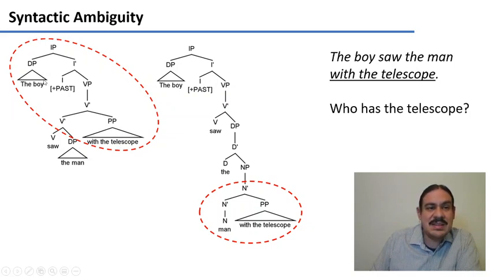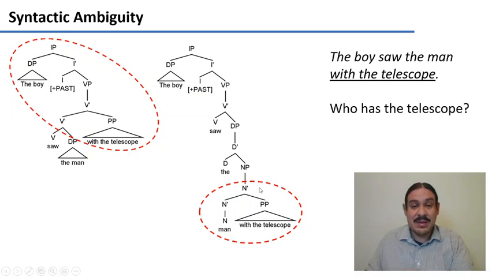So this one means that the boy saw with the telescope. On the one on the right, this structure means that there was a man with a telescope. Here the prepositional phrase is an adjunct to the noun phrase with the head man. So in this one, man with the telescope, these two structures are next to one another. So we can understand this as the man was holding the telescope and then the boy saw all of that.